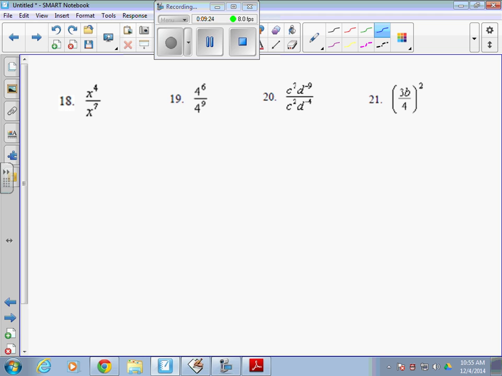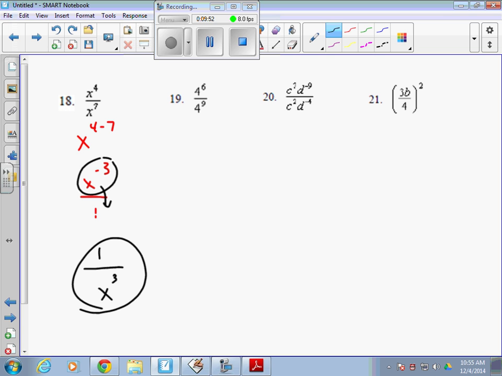Number 18, x to the 4th over x to the 7th. Remember, we've been doing multiplication for the last several numbers. Multiplication goes with addition of exponents. Division goes with subtraction. So x to the 4 minus 7 is x to the negative 3rd. If that's all you got, you didn't go far enough. Remember, you can't leave a negative exponent. Everything is over 1. This rides the elevator down. 1 stays at the top. X comes down and becomes to the positive 3rd.